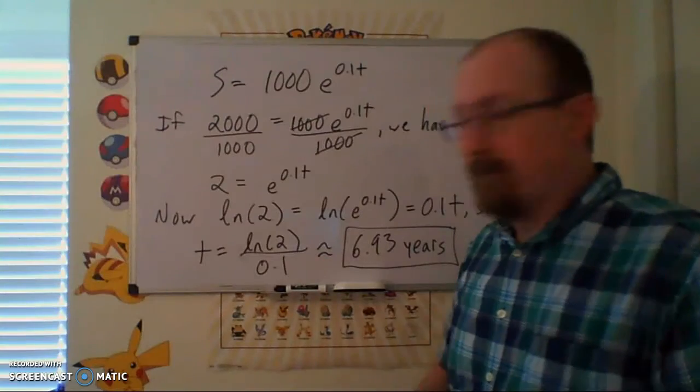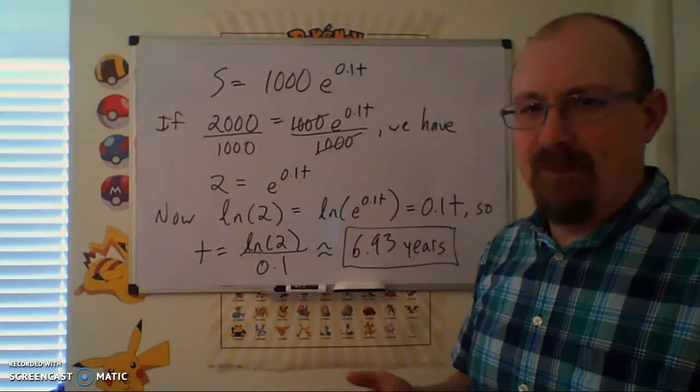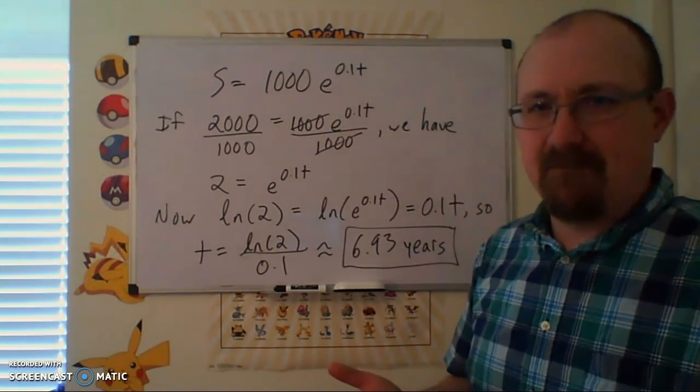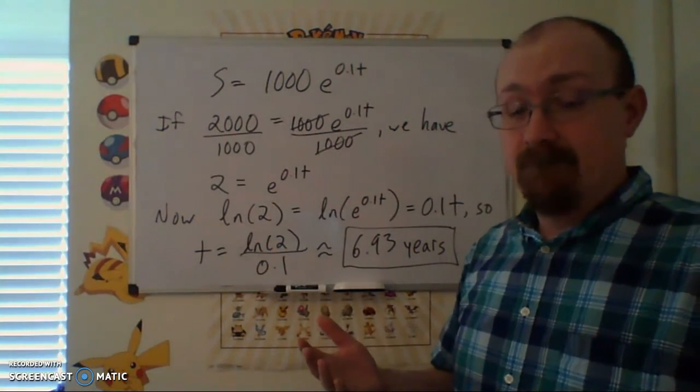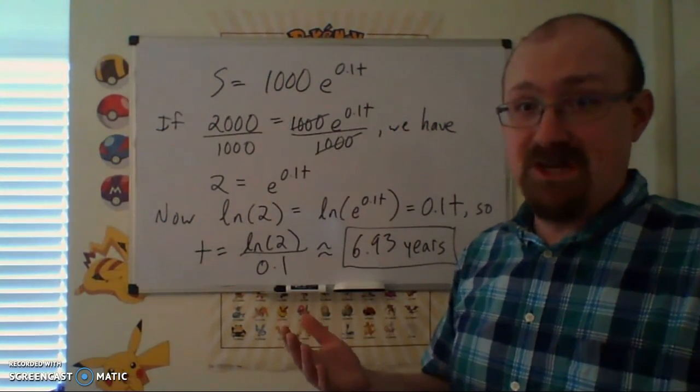So, hopefully you weren't hoping to have $2,000 before you get to your 7th anniversary of the investment account. So, achievement unlocked. We've completed Chapter 5.